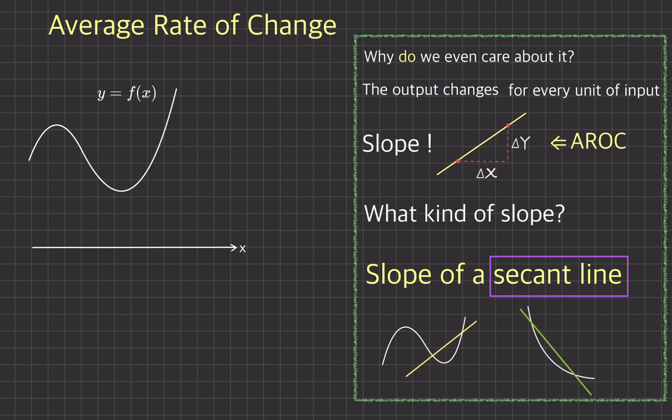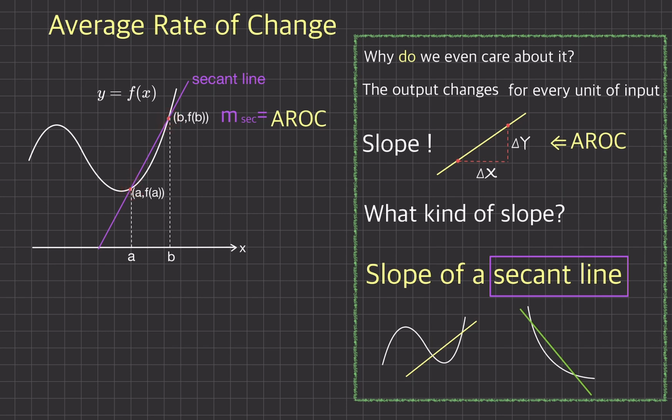Here is a graph of f of x. Let's say we pick two x values a and b. Then the points on the graph are (a, f of a) and (b, f of b). If we connect these 2 points, that's the secant line. And the slope of that line, that's the average rate of change between these 2 points.